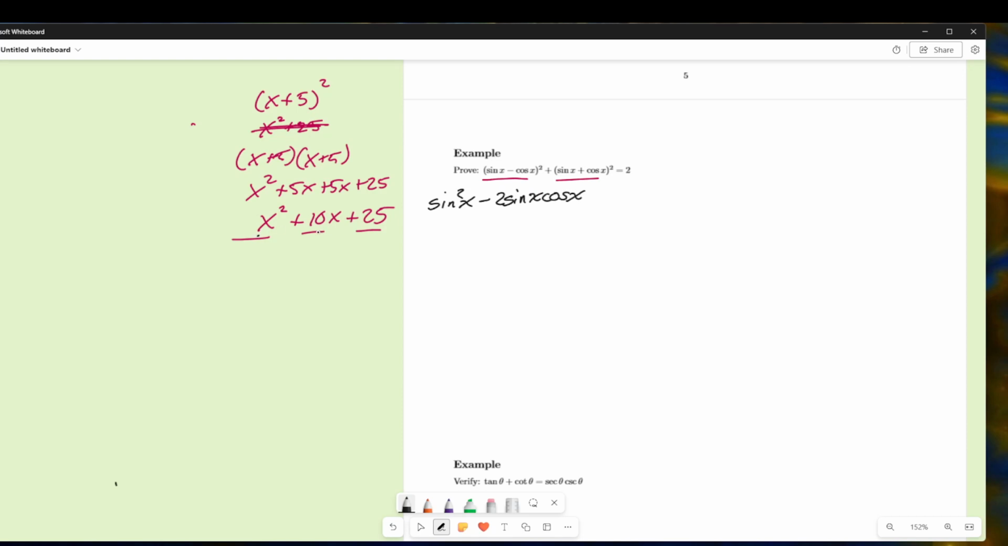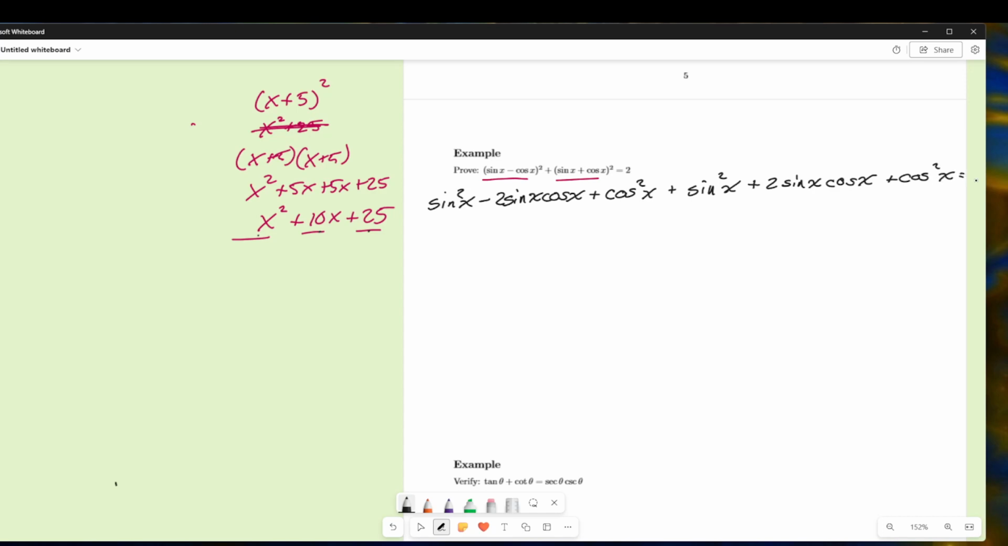Again, square of the first, twice the product, square of the last. So plus, because negative times negative, so plus cosine squared x. So that's the first one multiplied out, plus sine squared x plus 2 sine x cosine x plus cosine squared x.